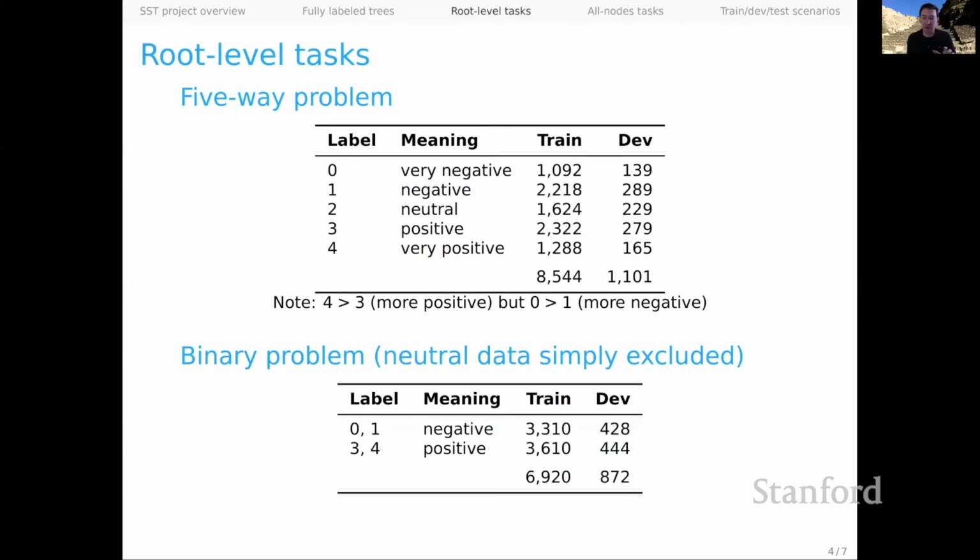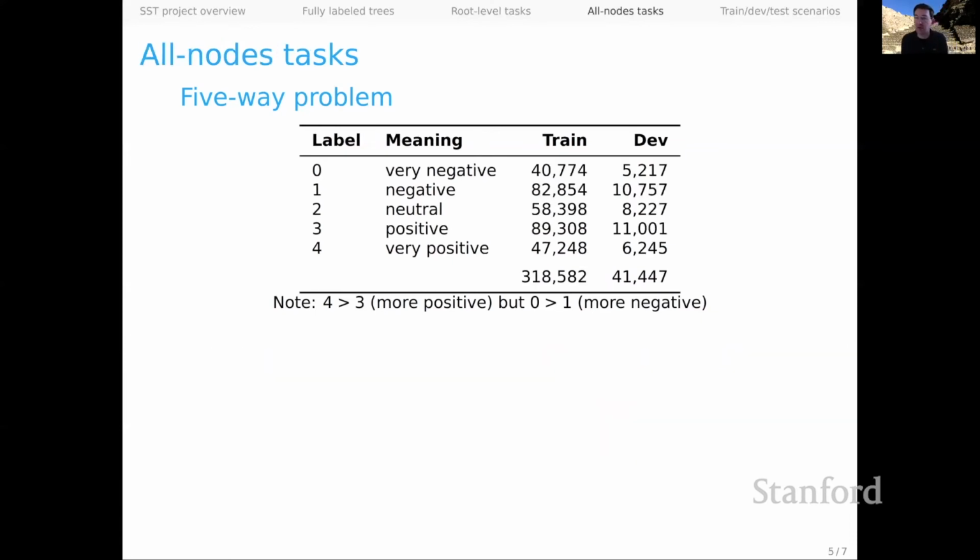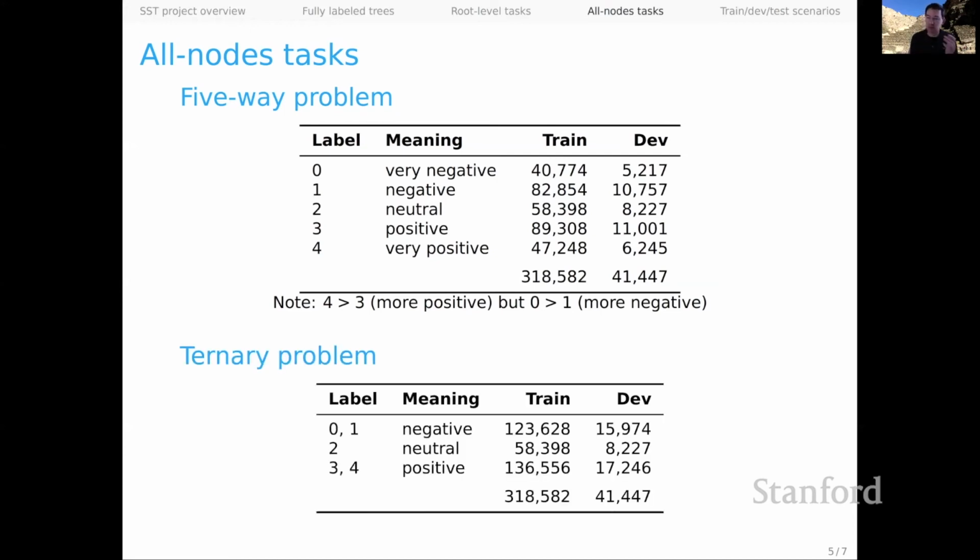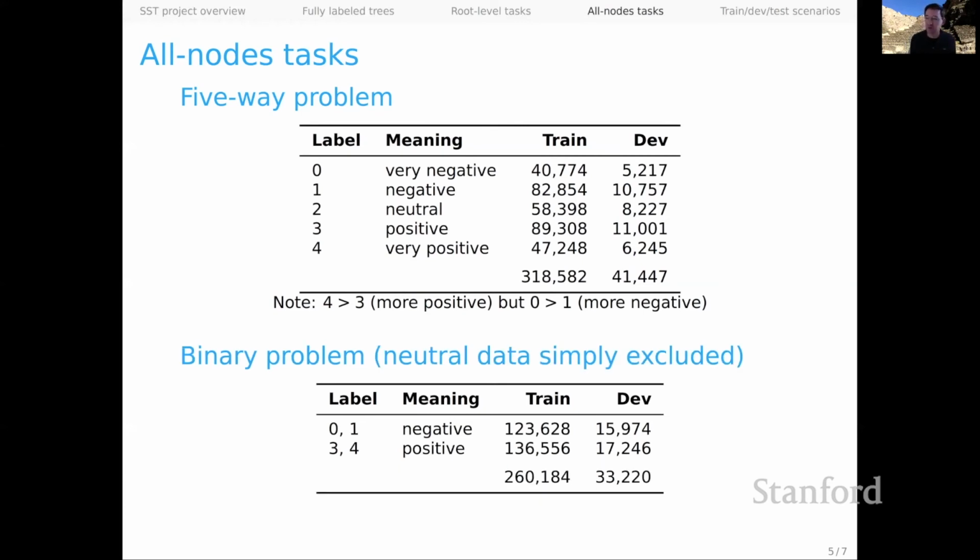Now, I focused here on the root level problem. You can see that the numbers here for train and dev are small, and the test set numbers are a little bit larger than for dev, so they're comparable. But we can also think of this as the all nodes task, because recall that a hallmark feature of the SST is that every single subconstituent in these examples has been labeled by crowd workers. So we could treat each one of those as a kind of independent classification problem. We have the same range for all of the values that they can take on, so we can do a similar kind of collapsing down into the ternary problem or the binary problem. And of course, here we have a much larger data set.